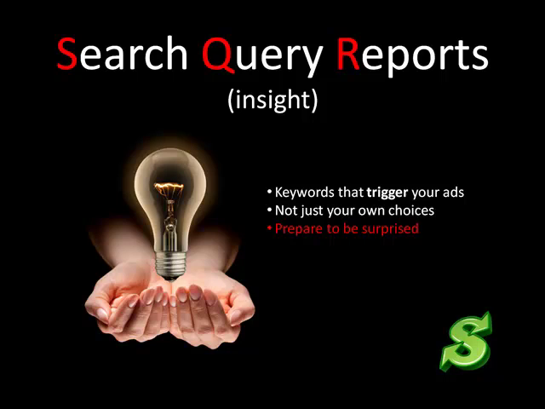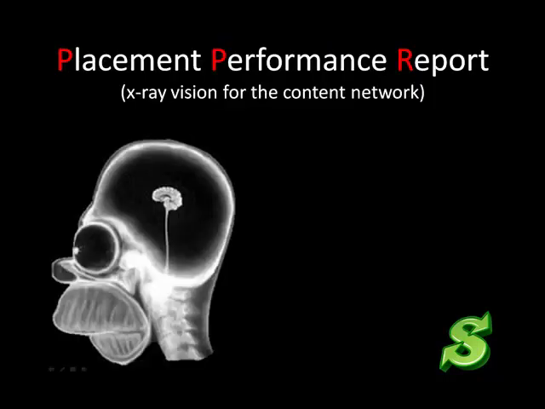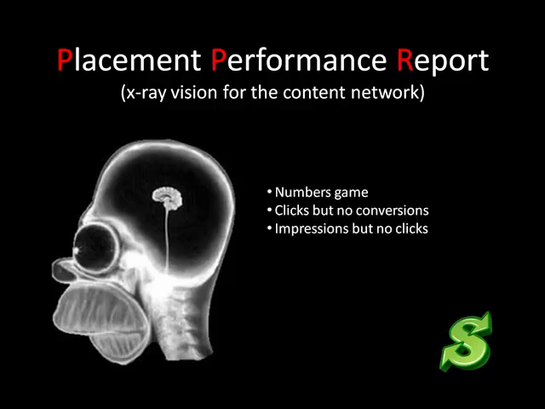Next, we have the placement performance reports. These are vital if you're working with the content network, and I'd even go as far as saying that you can't use the content network without the report, as it gives you a crucial insight into where your ads are being displayed. Now, the content network is a numbers game, and very different techniques are needed. What works in a search campaign will simply not work on the content network, and to make it work, it's all about filtering out traffic that doesn't produce the results.